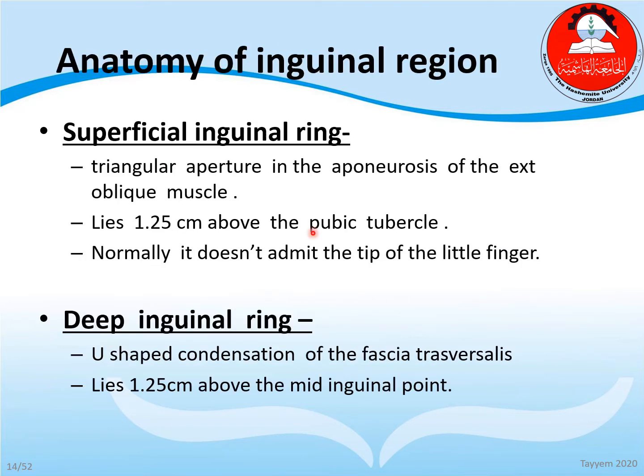Here, just a quick reminder of the anatomy of the inguinal region. We have the superficial and the deep rings. The superficial ring is a triangular opening in the aponeurosis of the external oblique muscle, and it lies about 1.25 centimeters above the pubic tubercle. Usually it does not admit the tip of the little finger.